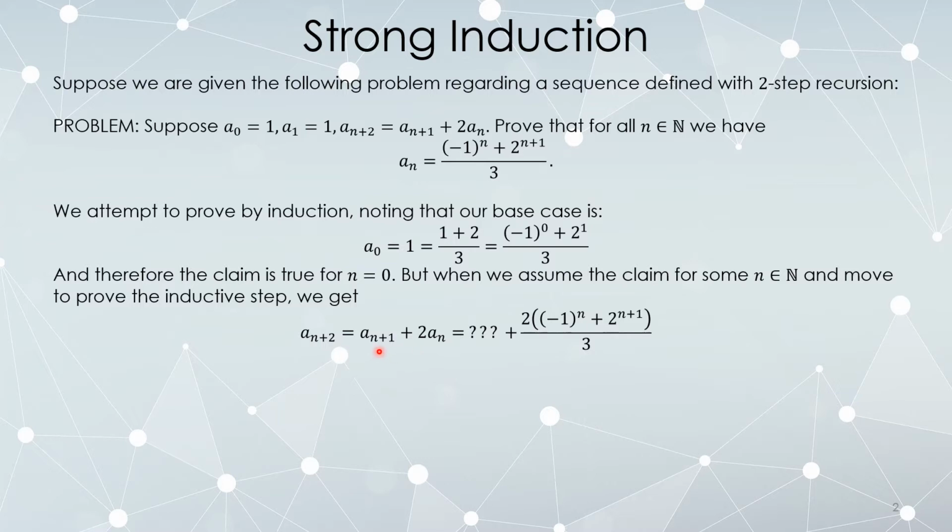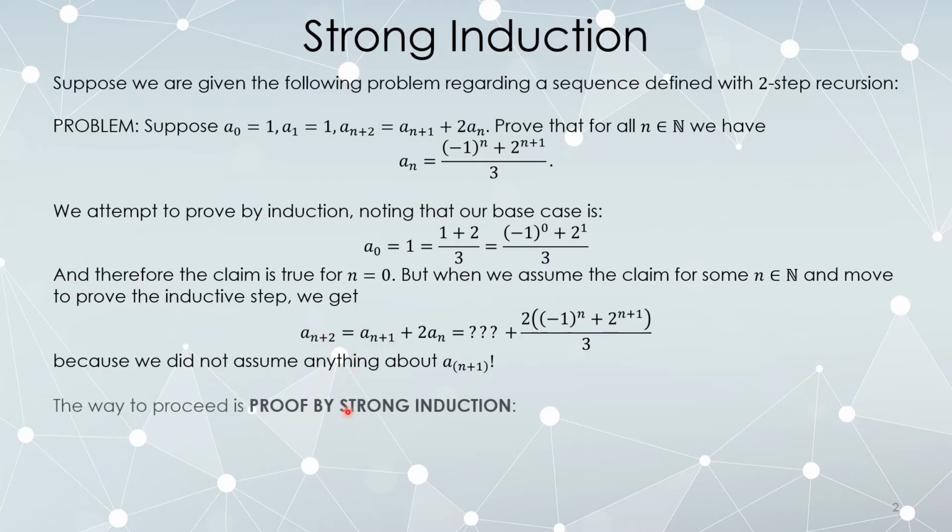But our inductive formula requires knowledge of two previous terms. If we assume a sub n is given by this formula right here, we multiply it by 2, but we have no idea what to do about a sub n plus 1. We only get to assume, doing a weak inductive proof, that our claim is true for a particular index n. Other indices, like n plus 1, I have no idea. So our recursive formula has two unknown terms in it, and that's not very helpful. Since we didn't get to assume anything about a sub n plus 1, we don't know how to compute a sub n plus 2, or vice versa. By not assuming anything about a sub n plus 2, we can't compute a sub n plus 1.